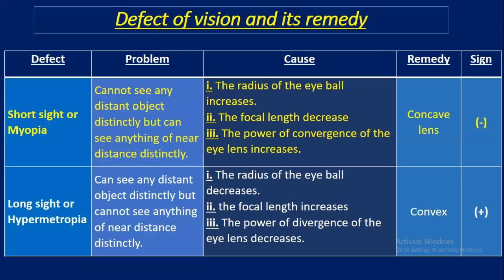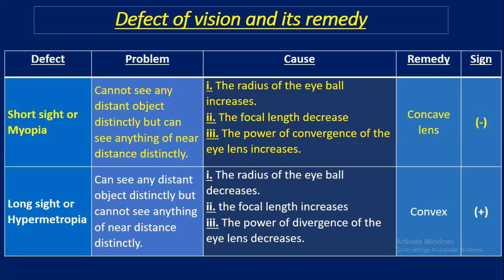We can face some defects of vision, and we have some remedies also. If the defect is short sight, the problem is we cannot see distant objects distinctly, but we can see anything at near distance clearly. The cause of the problem is that the radius of the eyeball is increased, the focal length decreases, and the power of convergence of the lens increases. For the remedy we use a concave lens, and the sign of the concave lens is negative.